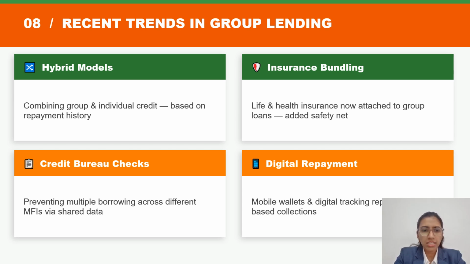Now, let us see the recent trends in group lending. Before we wrap up, a quick look at the recent trends shaping its future. Hybrid model MFIs now combine group lending with individual credit based on credit history to prevent multiple borrowing across different MFIs. Insurance bundling: life and health insurance is now attached to group loans. Digital repayments, mobile repayments, and digital tracking are replacing cash collections. This model is evolving, but the core philosophy of social collateral remains unchanged.